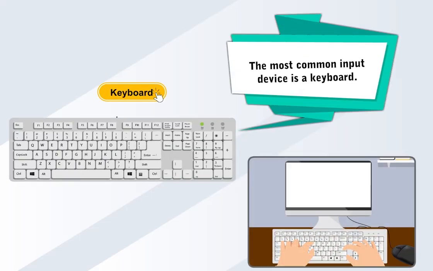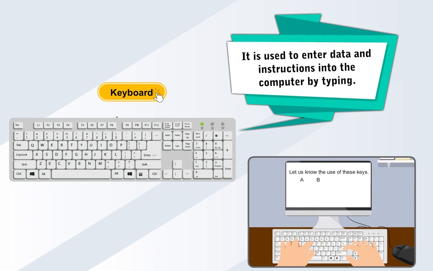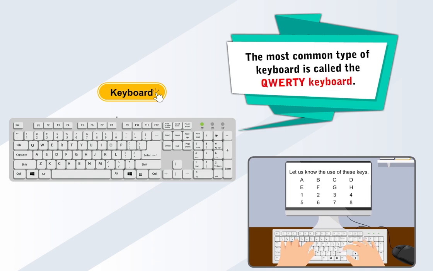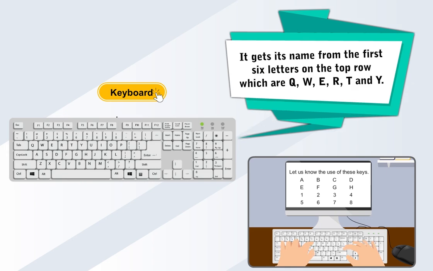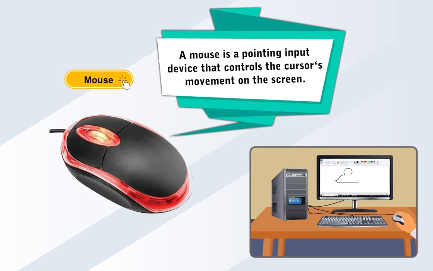Keyboard. The most common input device is a keyboard. It is used to enter data and instructions into the computer by typing. The most common type of keyboard is called the QWERTY keyboard. It gets its name from the first 6 letters on the top row, which are Q, W, E, R, T and Y.